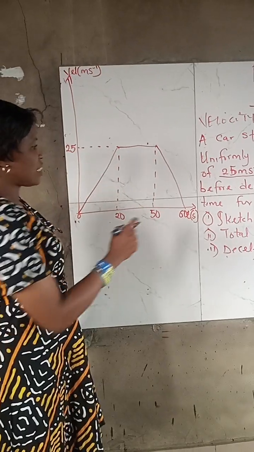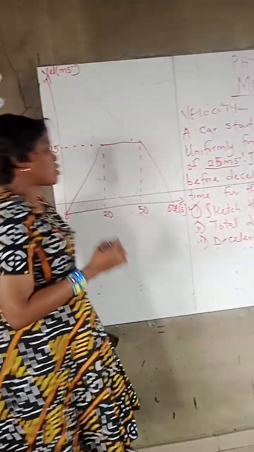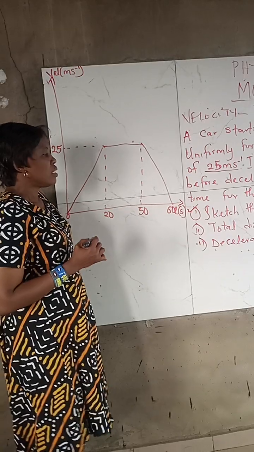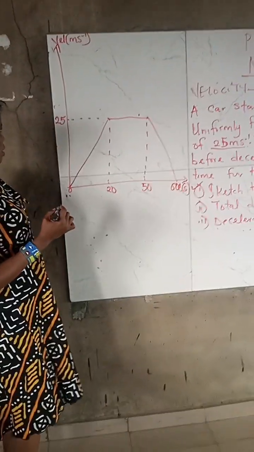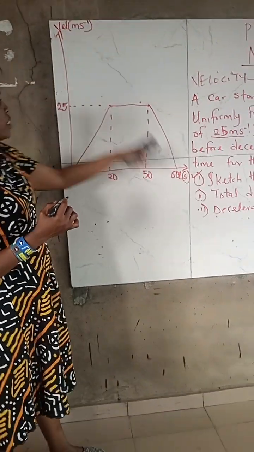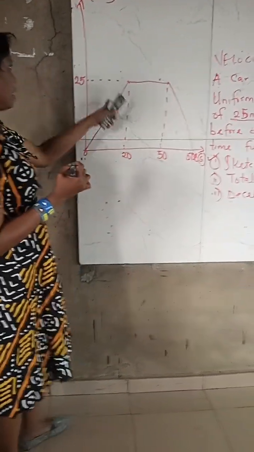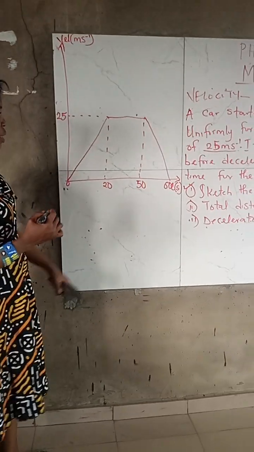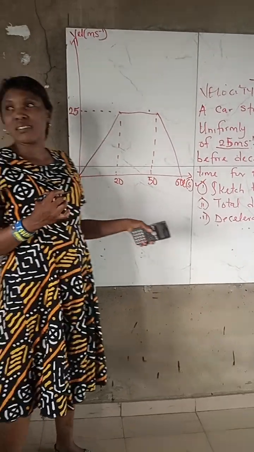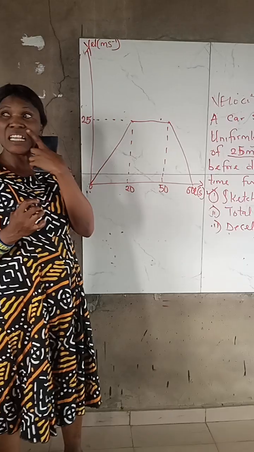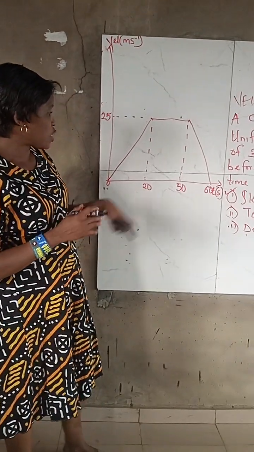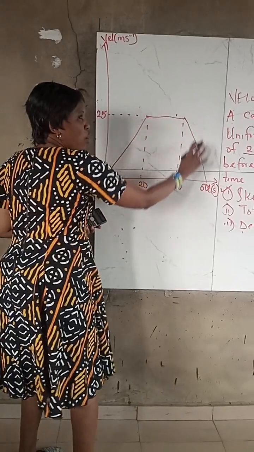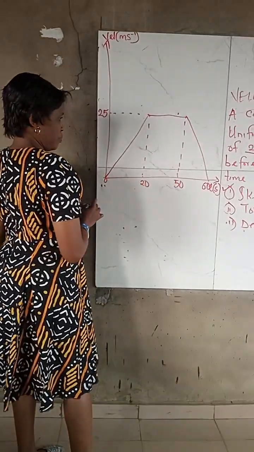You are asked to sketch. That's the first question, which is done. You have to sketch the velocity time graph, which I have sketched. Mind you, the axis is very, very important, and the drawing is very, very important. Now, the second question says I should calculate the total distance covered. For me to calculate the total distance covered, it means I'm going to find the area of this trapezium.